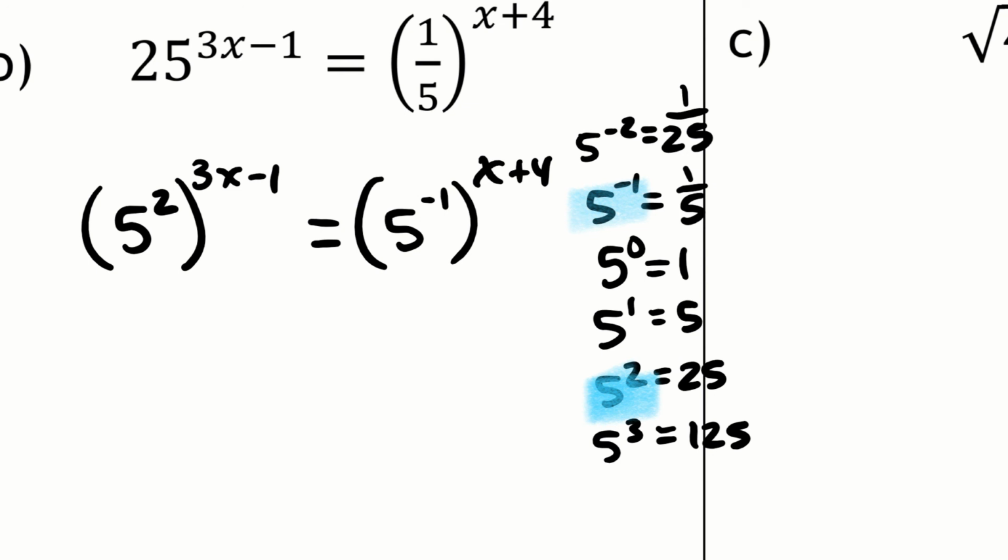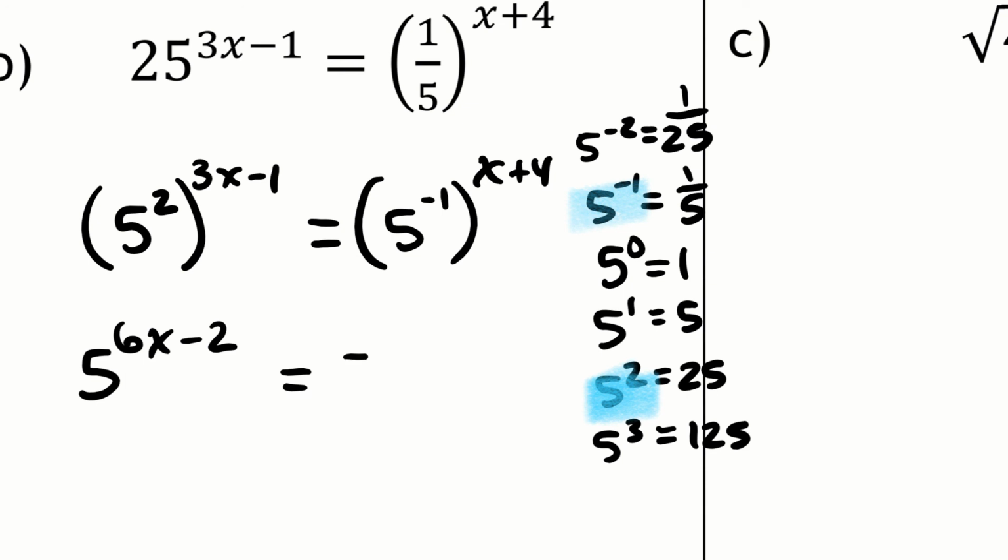When I raise a power to another power, the shortcut is I multiply the power times the new power. So this is going to become 5 to the 2 times 3x minus 1. I'm multiplying 2 times 3x minus 1. And when I multiply 2 times 3x minus 1, I get 6x minus 2. Make sure that we see that the 2 is multiplied both by the 3x and the -1.